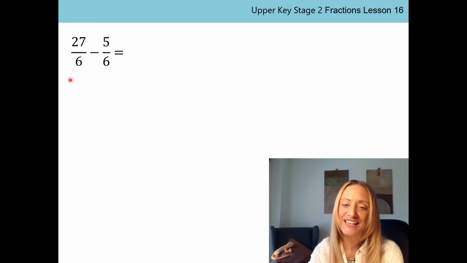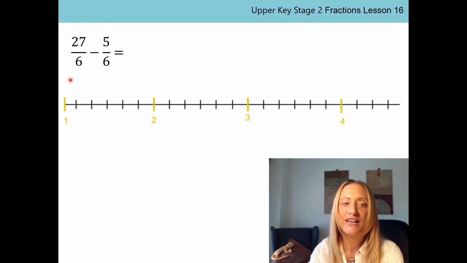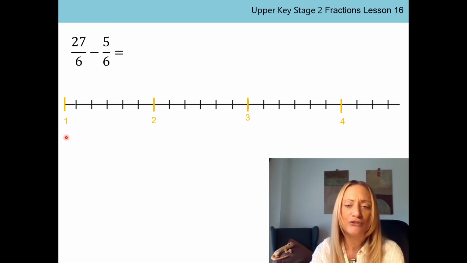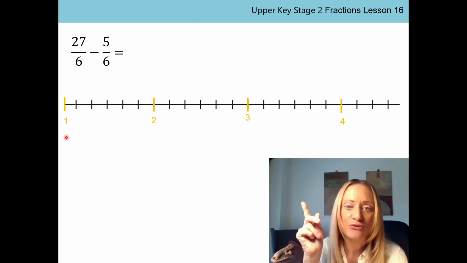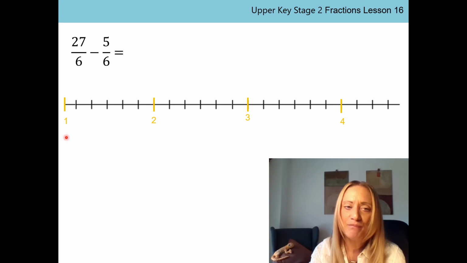So quite a challenge for you here. I'm going to put a number line on to help you again. I want you to notice one thing. Where does my number line start? So it starts at 1 whole. It doesn't start at 0. So how many sixths do I already have? I already have 6 sixths. Really well done. So I want you to keep that in mind.